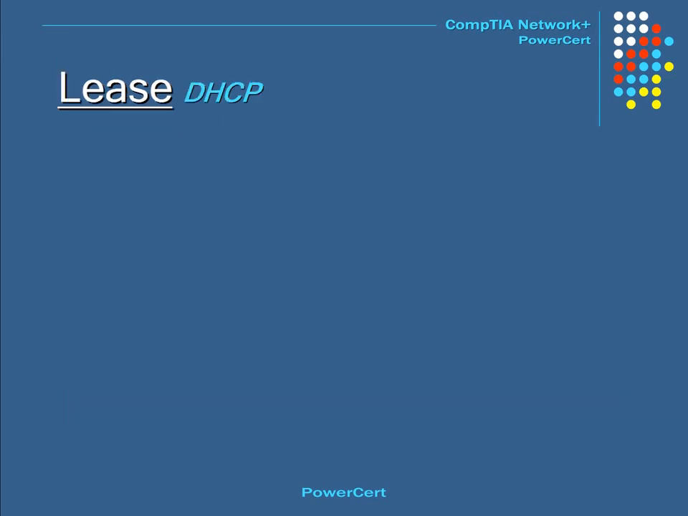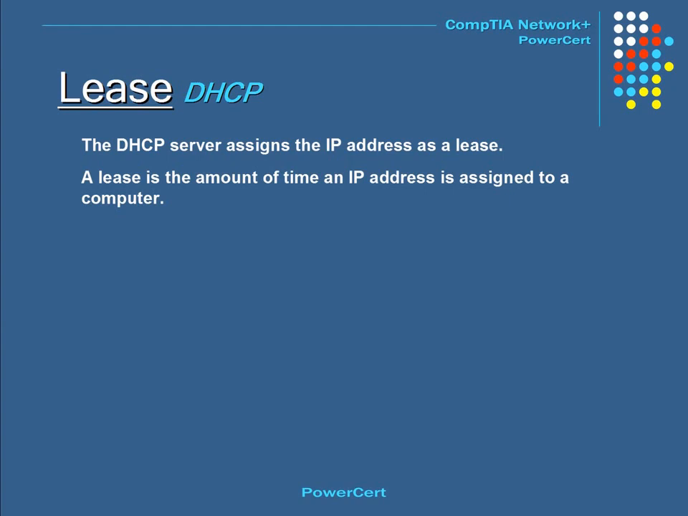When computers obtain an IP address from a DHCP server, the DHCP server assigns the IP address as a lease. So the computer doesn't actually own the IP address. It's actually a lease. And a lease is the amount of time an IP address is assigned to a computer. The lease duration could be a day or more, depending upon the lease settings of a DHCP server.